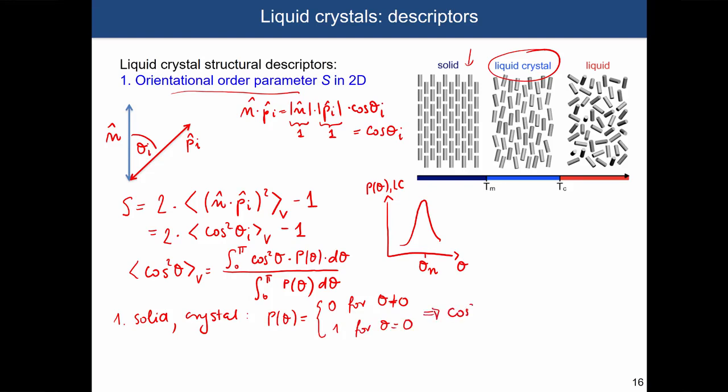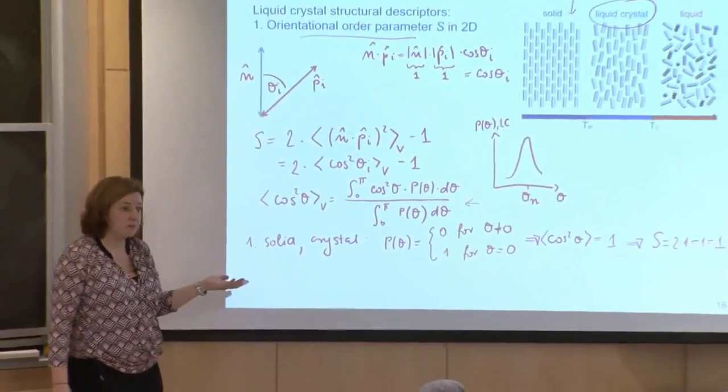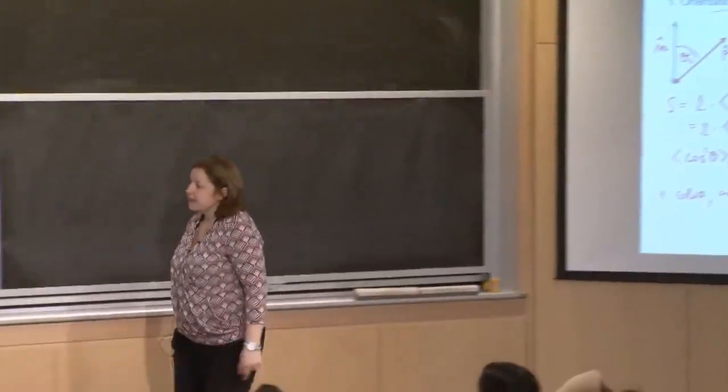And if I calculate then this cosine squared theta, and if I average this over the volume, this equation here would be simply equal to 1, and therefore the S, or the order parameter, would be 2 times 1 minus 1, which is equal to 1. So what that means is that in the solid crystalline material, this particular equation, how we defined it, has the value of 1. Okay, so I can calculate this same equation for a completely isotropic liquid.